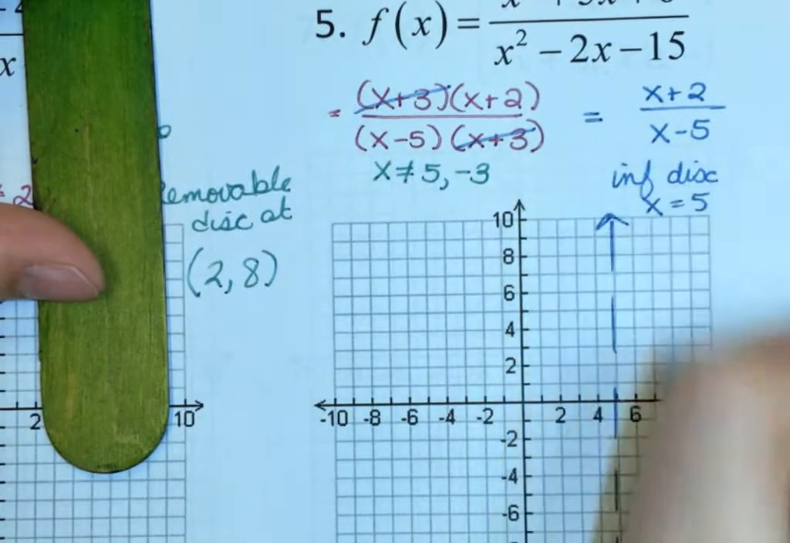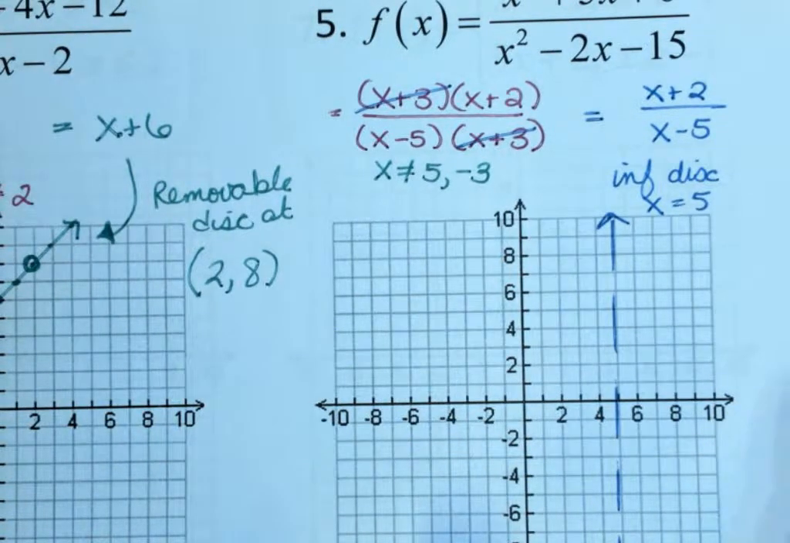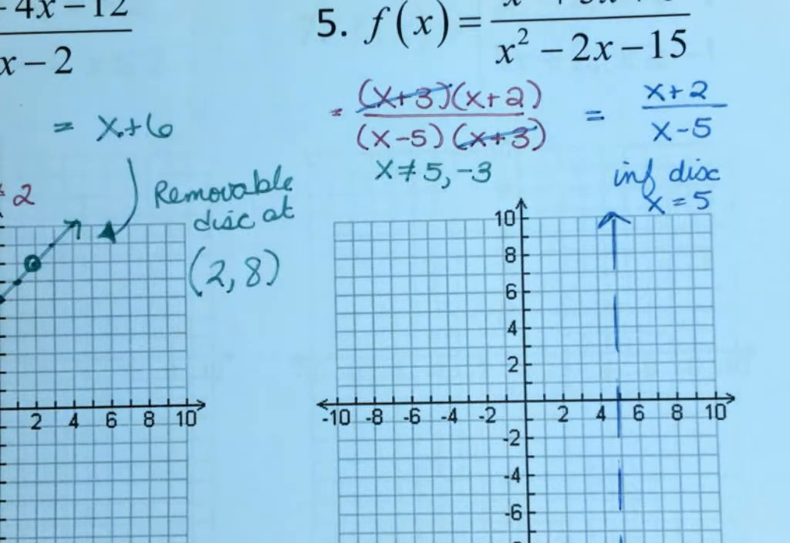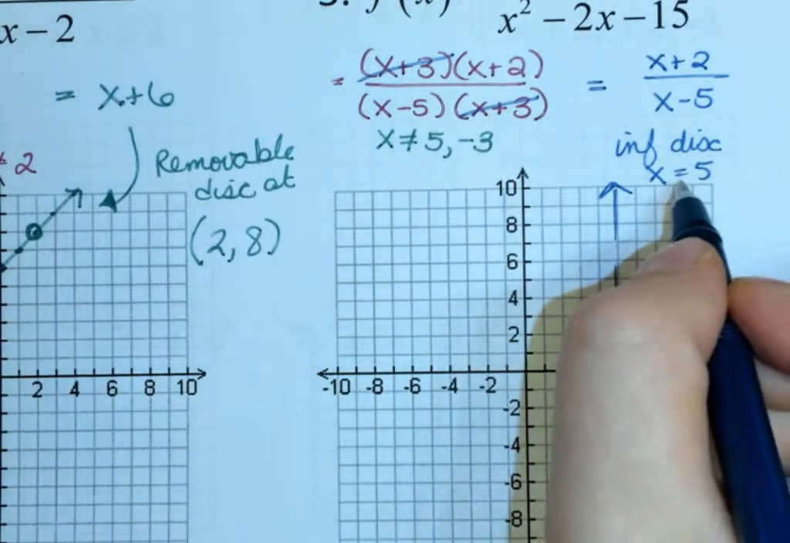But what doesn't show up on my graph, because technically holes are so very tiny, it's like Google Earth. You keep zooming in and zooming in and zooming in, and it's still going to be that tiny little dot right in the middle. You're never going to actually see it. So I have an infinite discontinuity at x equals 5.